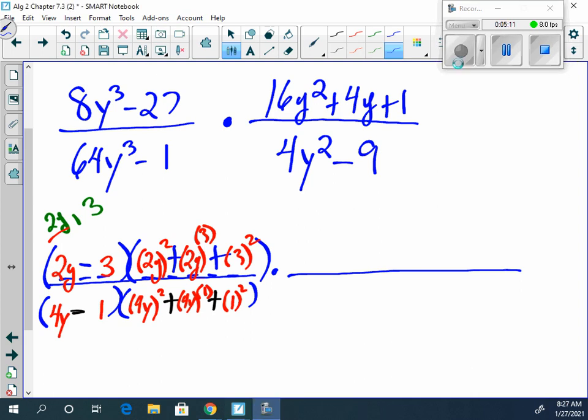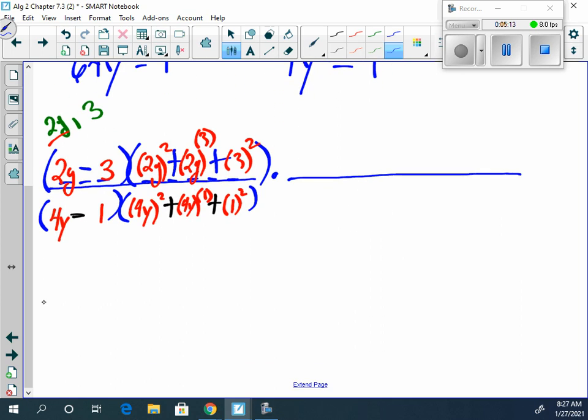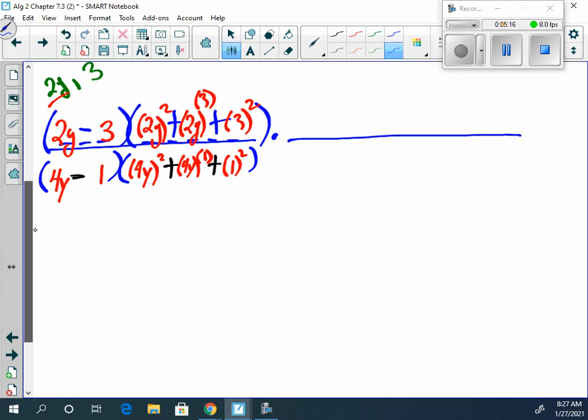Now, let me extend the page. So we're going to leave it alone.